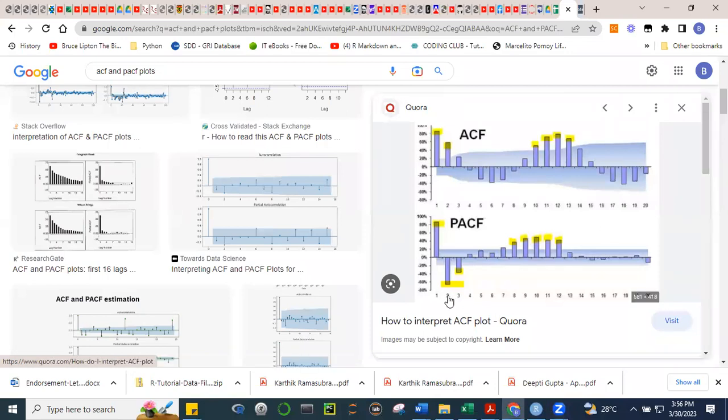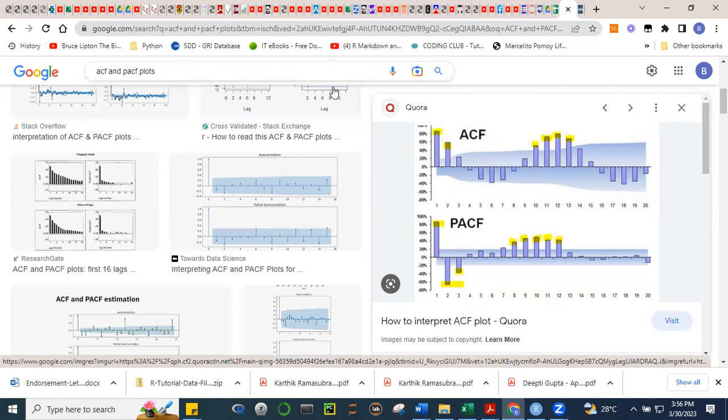Kasi, let's say, if I imagine I will have to test. Kasi syempre, you start with a more simple model. So baka AR1 process lang to. And then you check, baka MA1 process lang. Or baka ARMA 11. Right?